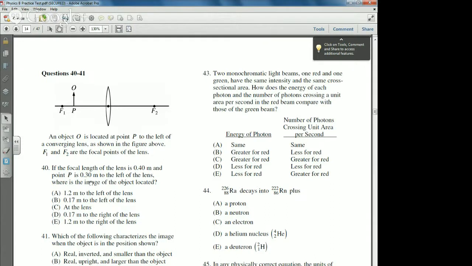We have one red, one green. How does the energy of red versus green compare? Which one has a higher frequency? Which one has higher energy? Red has a lower frequency, so therefore, red has lower energy. Okay, so right away, you should have been able to see it's not D, it's not E.